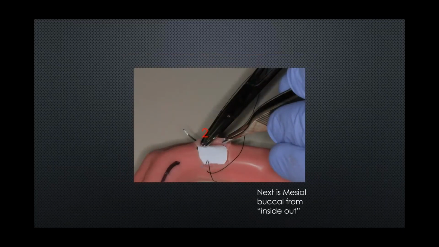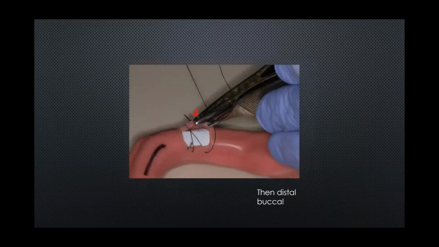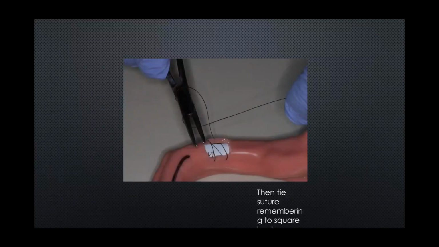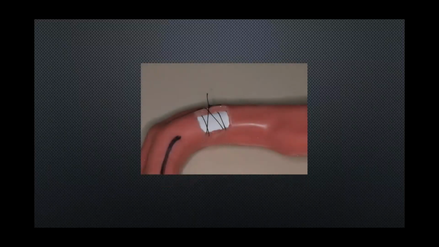And then we're going to do our mesial buccal second. Once again, all our passes come from within the socket and go in and then out. So we did mesial lingual first, then we do mesial buccal. Now we're going to go from within the socket, distal lingual, and from within the socket, distal buccal, and we come out and tie our sutures off, and remember to square the knot, and we get a nice knot there. So this is a great suture that we use. It really tends to help take the tissues and pull them over the top of our membranes.